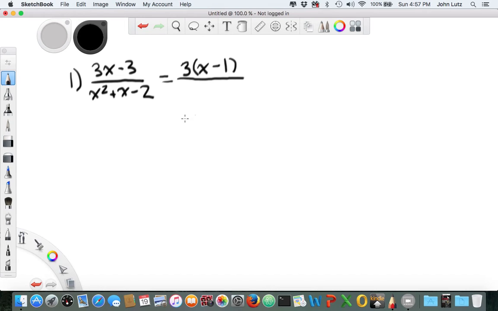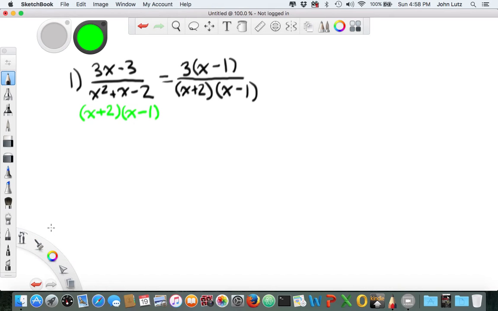So we've made this reverse distribution problem, right? Now, in the case of the thing on the bottom, we know that it's going to end up being the product of two binomials. Since this is x squared, these two things are just going to be x. Since this is plus and this is minus, this is going to be a plus and this is going to be a minus. Now, what two numbers add to give us 1 and multiply to give us negative 2? I think it's going to be 2 and negative 1, because positive 2 minus 1 is positive 1, and positive 2 times negative 1 is negative 2. I don't just think that, I'm right. So the bottom factors into x plus 2 times x minus 1.